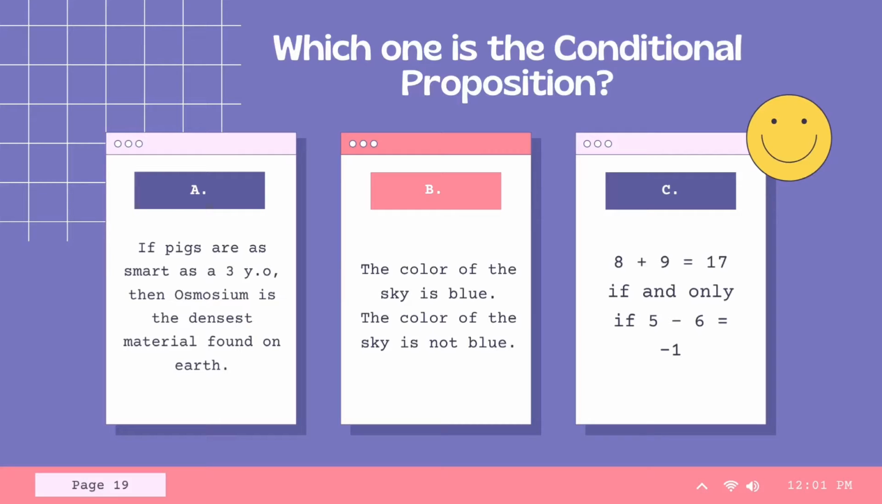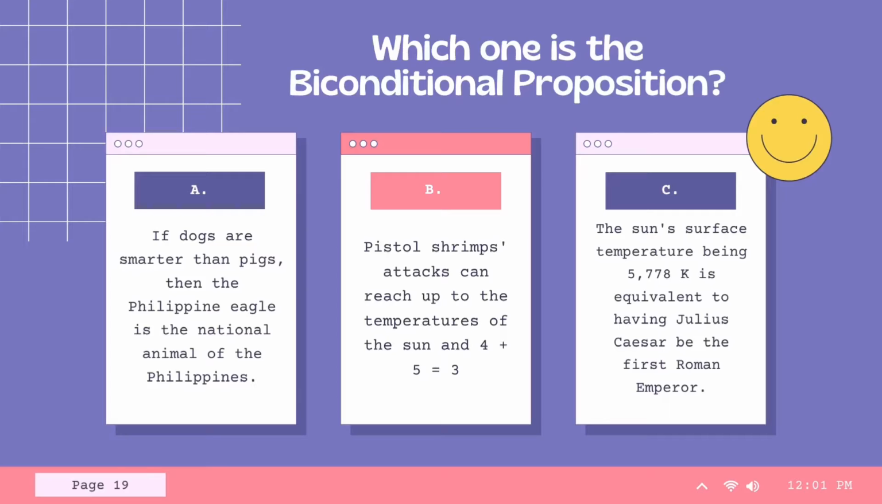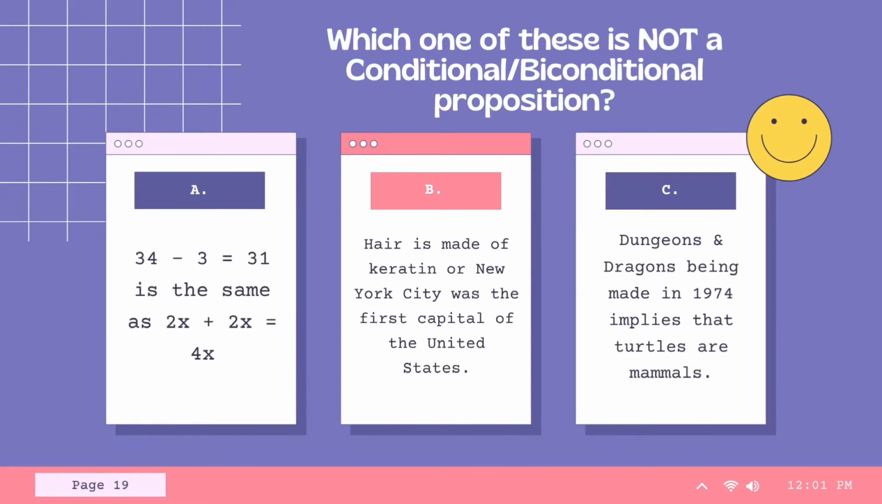If your answer is letter A, then you're correct. Next one. Which of these is a biconditional statement? Again, you will have 5 seconds to decide. If your answer was letter C, then you're correct again. For the last question, which one of these choices are not a conditional or a biconditional statement? As always, you will have 5 seconds to choose. If your answer was letter B, then you're correct once more.